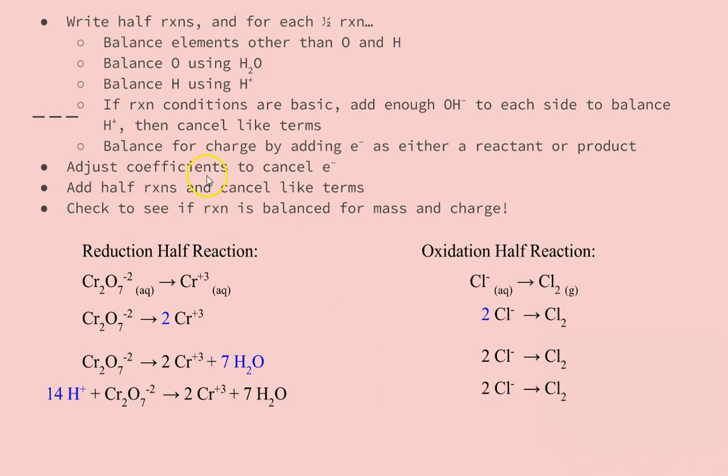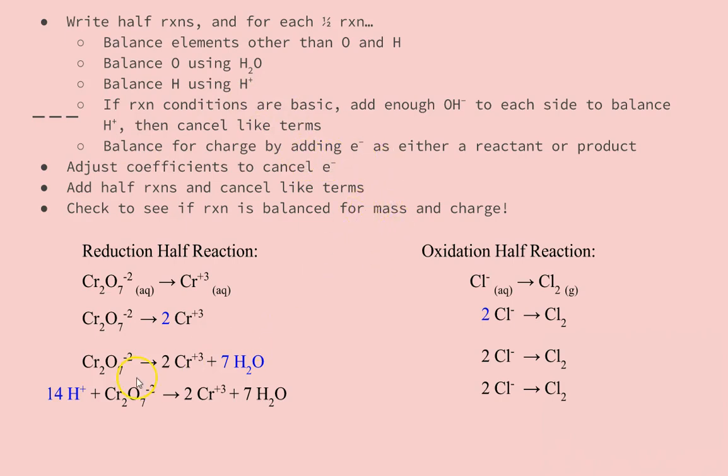If the reaction is basic, add enough OH- to each side to balance H+, and then cancel like terms. You'll see on problems, it will say it's in a basic solution or it's in an acidic solution. I'm going to do this one as an acidic solution, and so we're going to skip this step. Now we balance charge by adding electrons as either a reactant or a product.